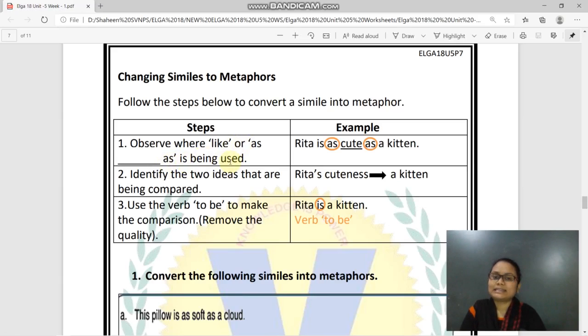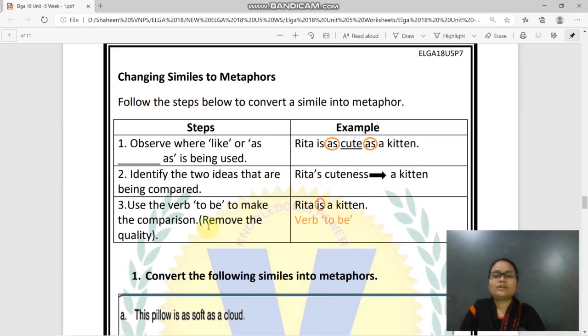First step, in an example, you are supposed to observe where like or as dash as is being used. So you can see here the example, Rita is as cute as a kitten. So the first step is you are supposed to observe. So here you can see as dash as. It is here in the example given as cute as. So step 1 is done. Step 2. Identify the two ideas that are being compared. You are supposed to identify two ideas that are being compared. So here you can see Rita's cuteness is compared with the kitten, children. This is your step 2.